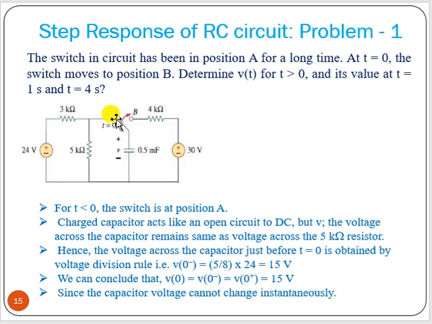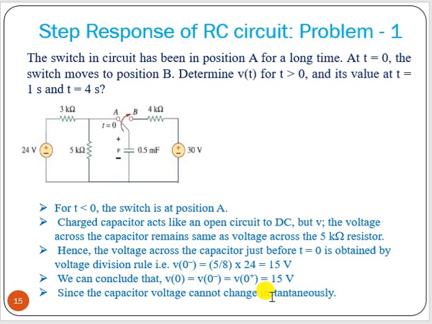Now when this is at position A, what happens? This capacitor acts as an open circuit for the DC voltage source. Then what is the VC at 0 minus, or V0 minus? That is the voltage across this 5k ohm resistor. That means we have to apply the voltage divider rule. So 24 into 5 divided by the total resistance 8. So that will be 15 volt. So we can conclude that V0 minus equal to V0 plus equal to 15 volt.